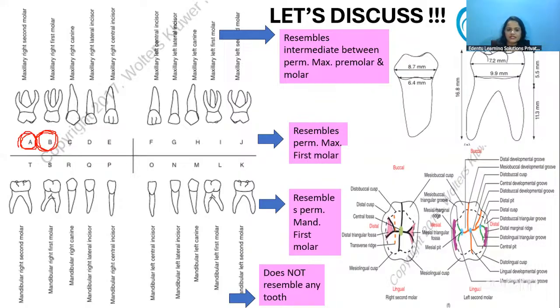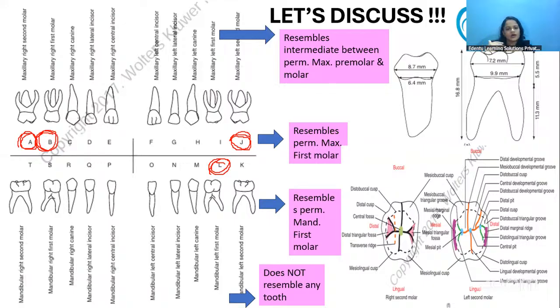Okay, then next option C was J. J refers to the maxillary left second molar. Okay, and the last option was L. L refers to the mandibular left first molar. Okay, so out of the four options given, yes, Dr. Danisha, the A, B, J are the maxillary teeth, and only L is the mandibular tooth. This mandibular first molar usually does not resemble any teeth in the oral cavity.